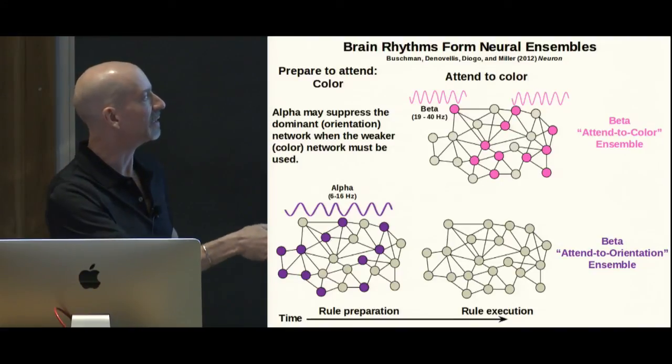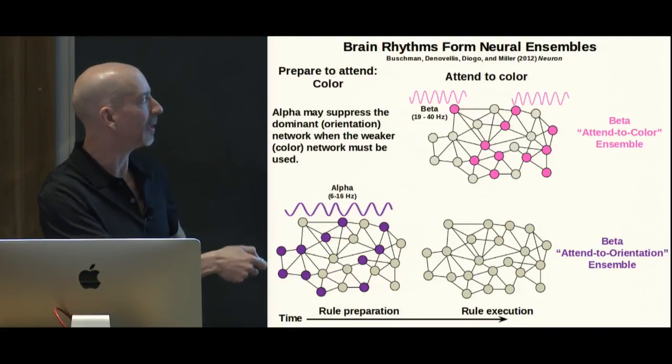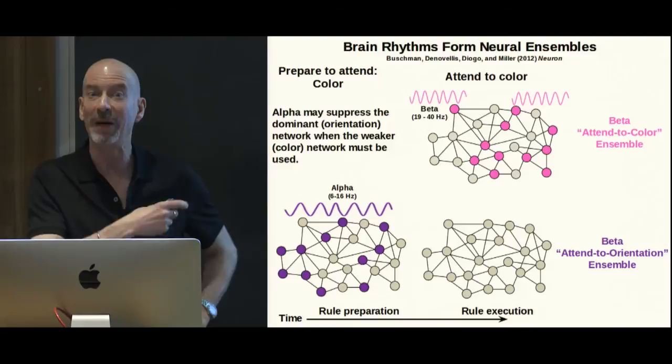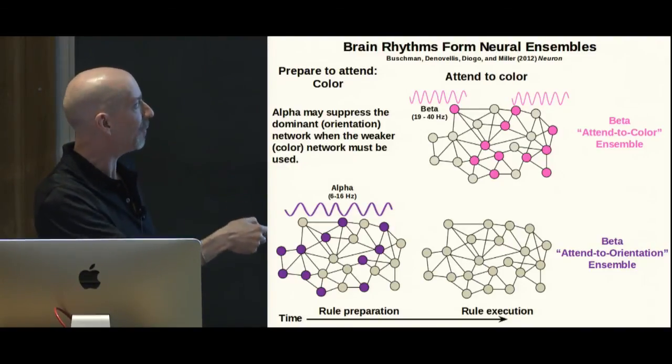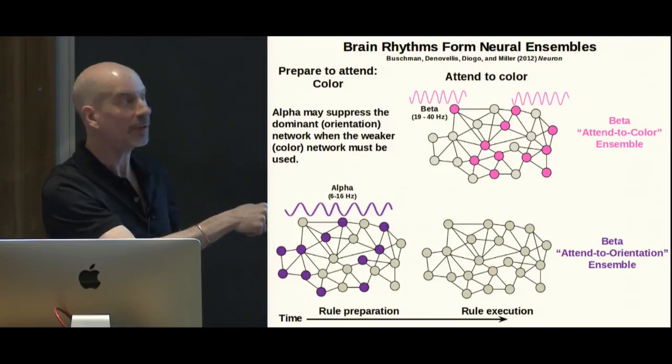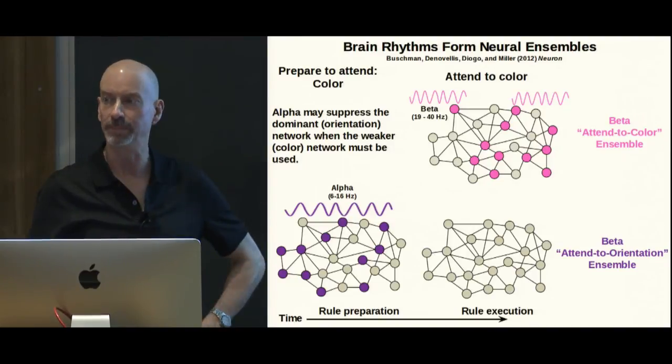The orientation ensemble is the dominant ensemble here. So on trials in which the monkey is about to pay attention to color, the first thing the brain has to do is use alpha to suppress the dominant network so that the monkey can then use the weaker one.